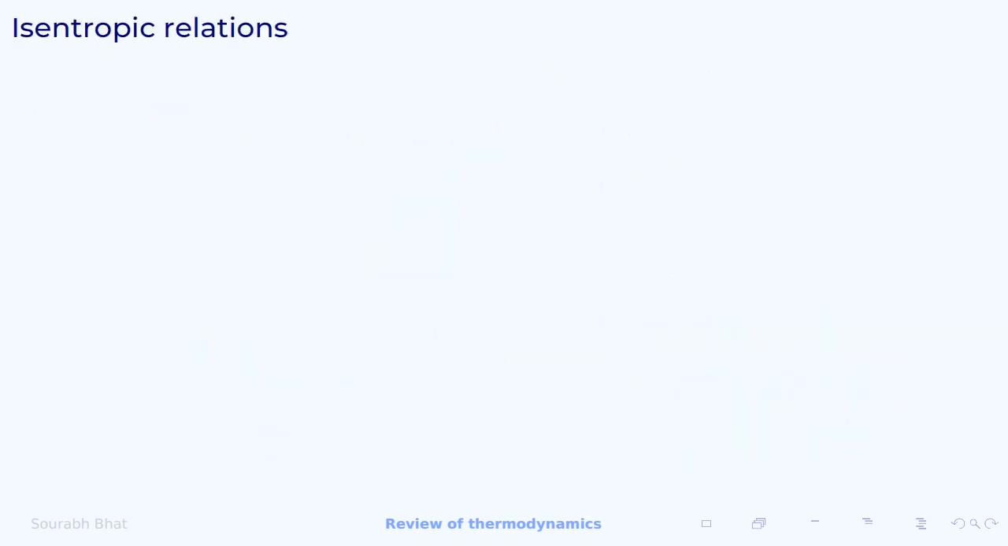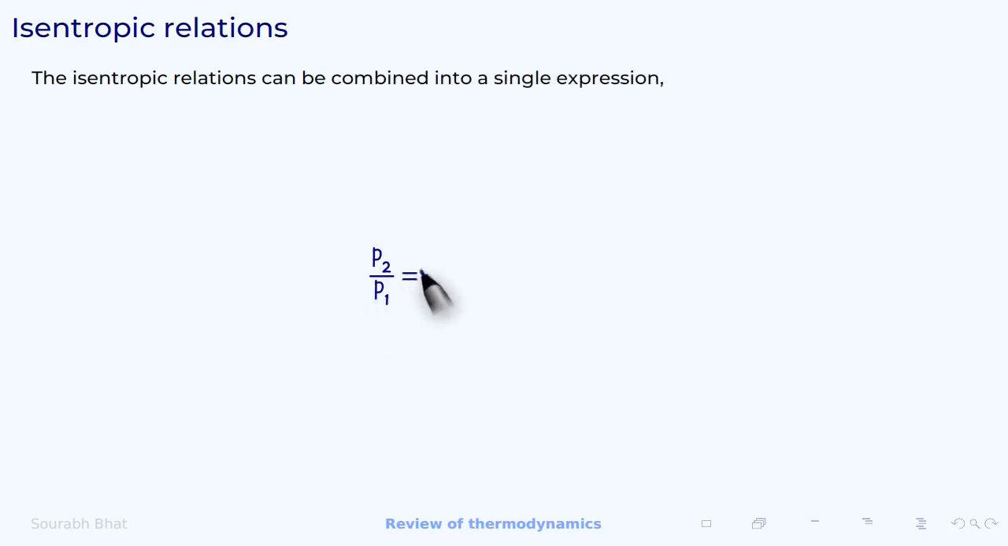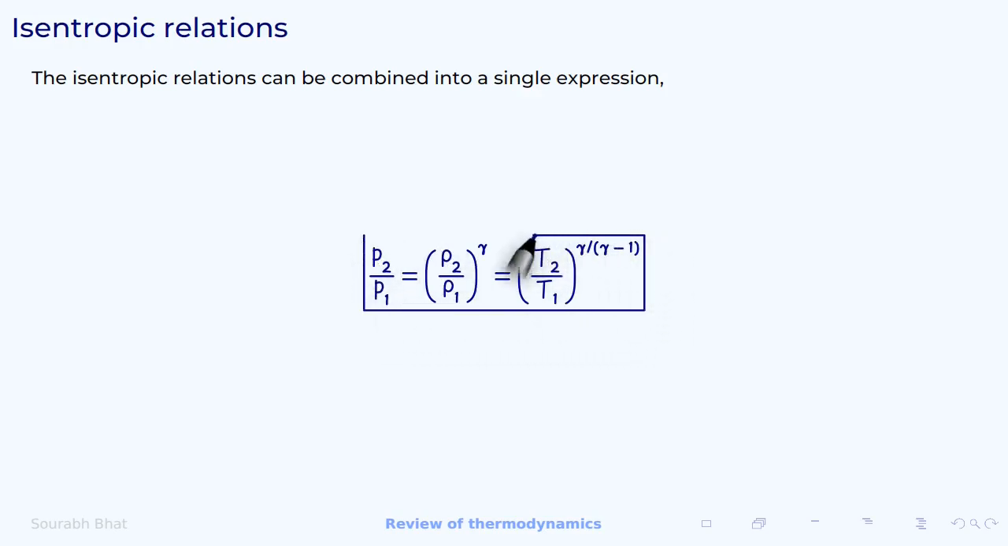We can now combine these equations into a single equation relating pressures, densities, and temperatures in an isentropic process. You may have already seen and used these equations before in your studies on thermodynamics. Now you also know that these equations directly come from the mathematical descriptions of the first and second law of thermodynamics. The isentropic equations are very important in some of our upcoming topics in the subject of compressible fluid flows.